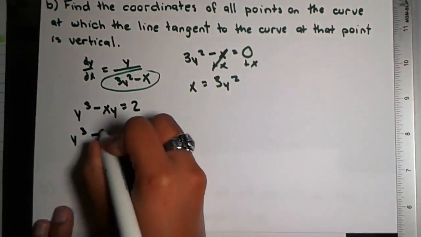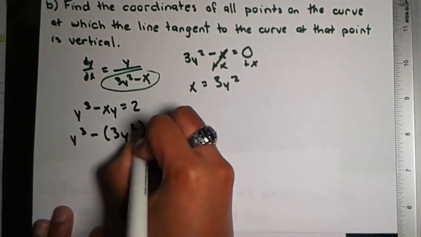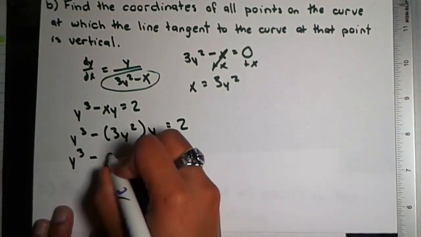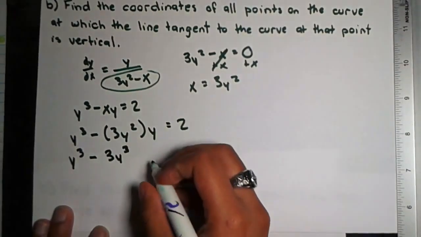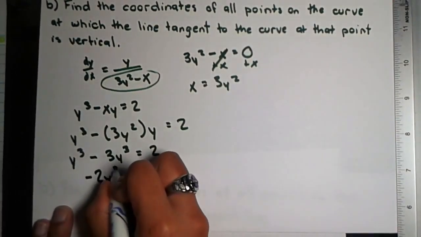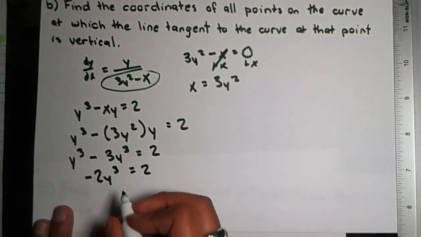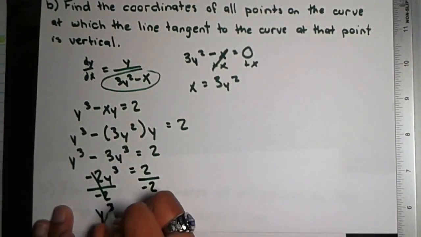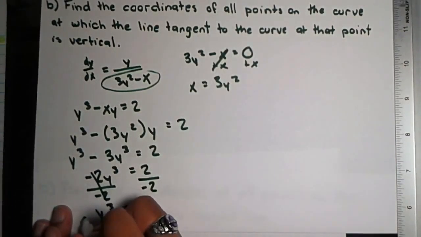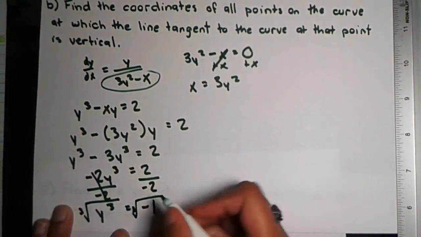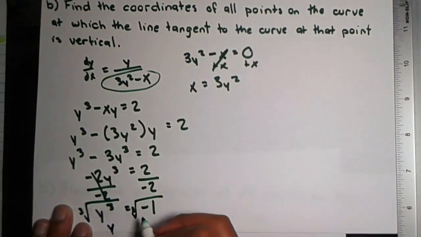So y cubed minus 3y squared times y equals 2. So that would be y cubed minus 3y cubed equals 2. And if you just subtract that, you would get -2y cubed equals 2. Divide both sides by -2 to isolate the y. And you get y cubed equals -1. And then you can cube root this. And y would equal -1.